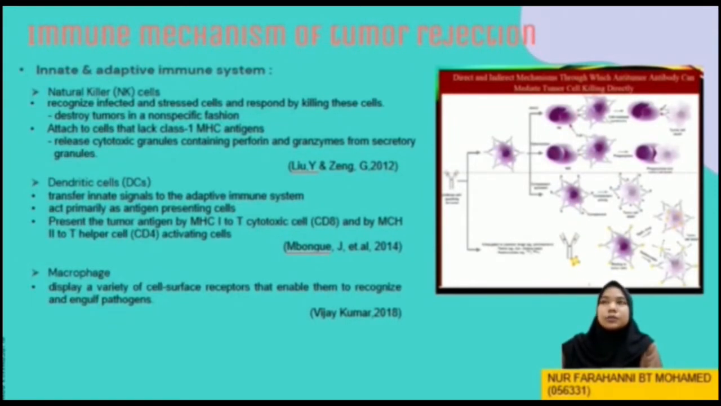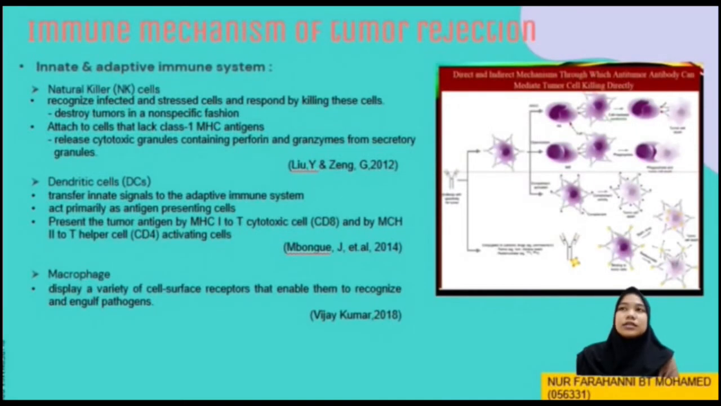In the innate immune system, the immune cells that inhibit tumor cells are natural killer cells, which is NK cells, dendritic cells, also known as DC cells or antigen-presenting cells, and macrophages. While in the adaptive immune system, the immune cells involved are T cells and B cells. Natural killer cells act by destroying tumor in a non-specific fashion, where they recognize infected and stressed cells and respond by killing these cells. NK cells also attach to cells that lack class 1 MHC antigen, and this action will release cytotoxic perforin and granzyme enzymes from secretory granules.